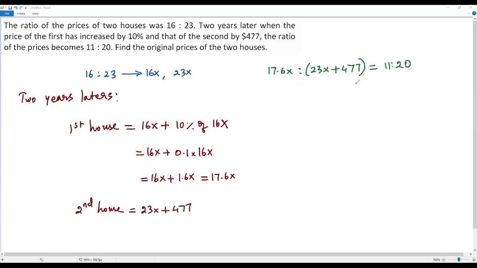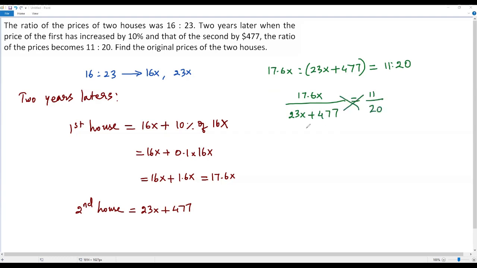Okay, now my aim is to find the value of x. Once I get the value of x, I can plug in over here and I can get the original price of the two houses. Okay, now let's solve for x in this equation. For that, we have to write the ratios on the left side and right side as fractions. So now let me write the ratio on the left side as a fraction. That I'm getting 17.6x divided by 23x positive 477. And here we can write this ratio as a fraction. Then I'm getting 11 over 20.